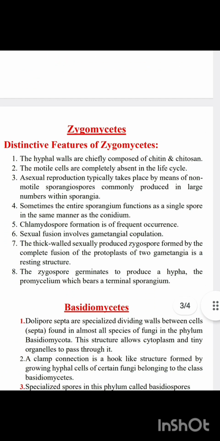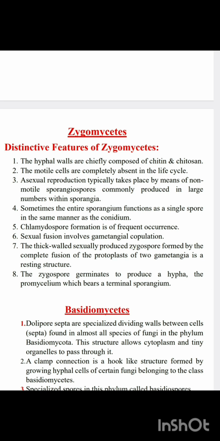Then the characteristic features of Zygomycetes. Zygomycetes have some distinctive features, like the hyphal walls are chiefly composed of chitin and chitosan. Motile cells are completely absent in the life cycle. Asexual reproduction takes place by means of non-motile sporangiospores commonly produced inside a large sporangium. Sometimes the entire sporangium functions as a single spore in the same manner as a conidium. Chlamydospore formation is of frequent occurrence.